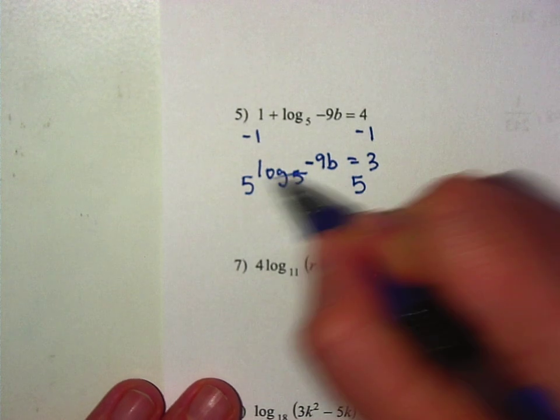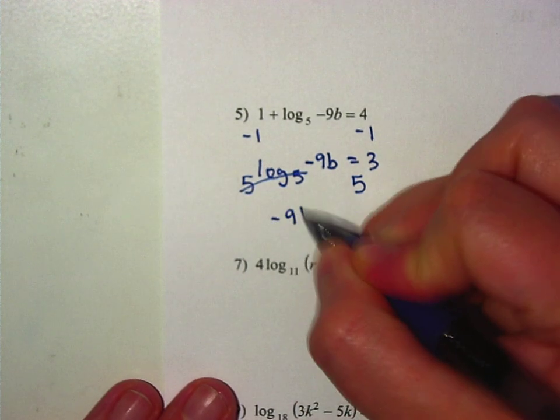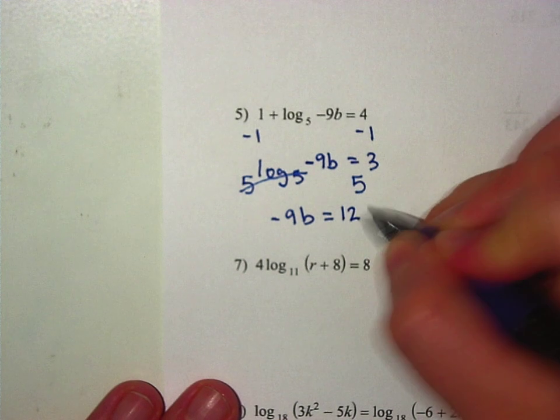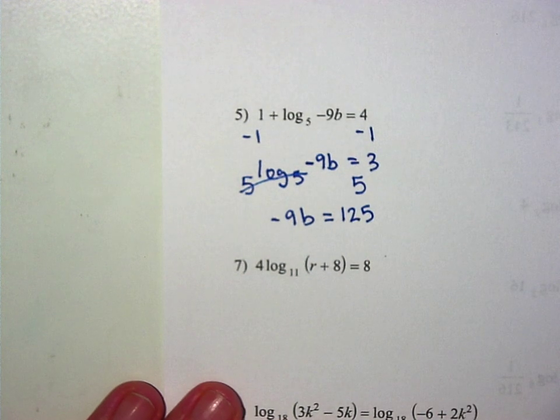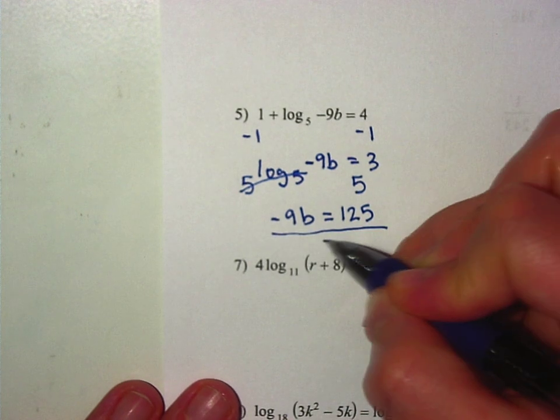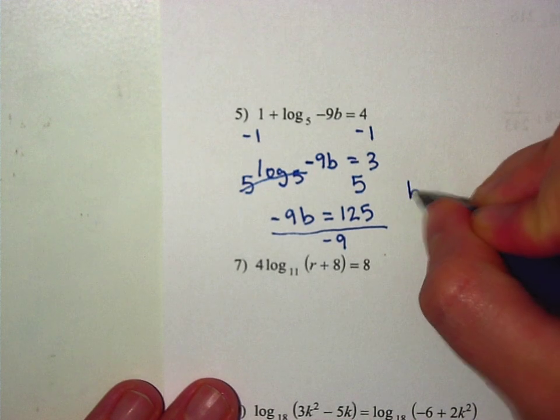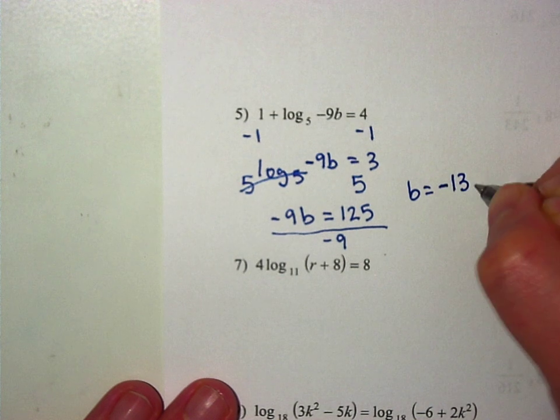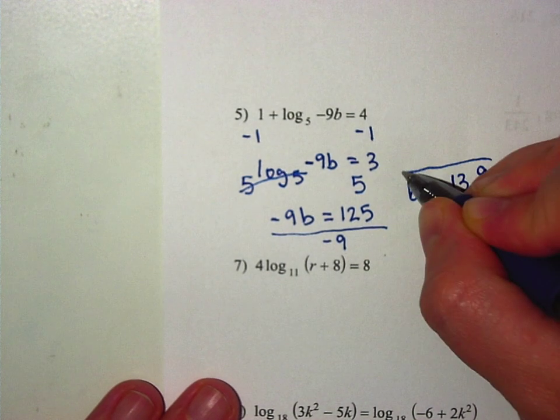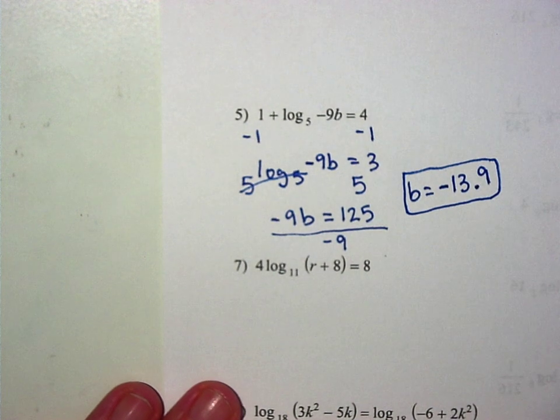On this side, it cancels out, and I have just -9b. But on the other side, it's 5 to the third power. 5 to the third power is 125. Now what? Solve for B. Divide by -9? 13.9-ish. You guys get that? Negative? We'll just round to the nearest tenth. How you feeling about this?